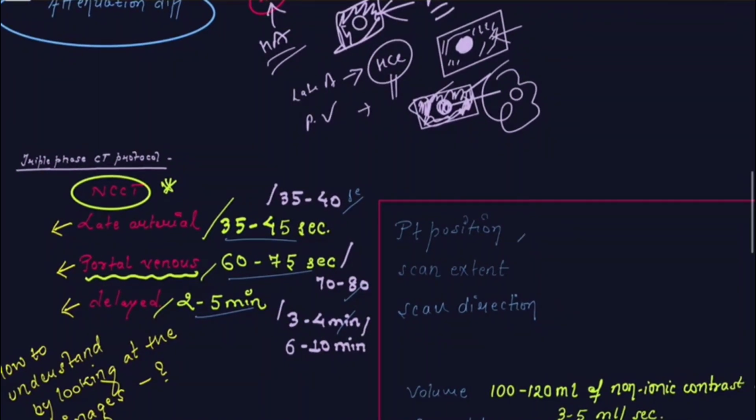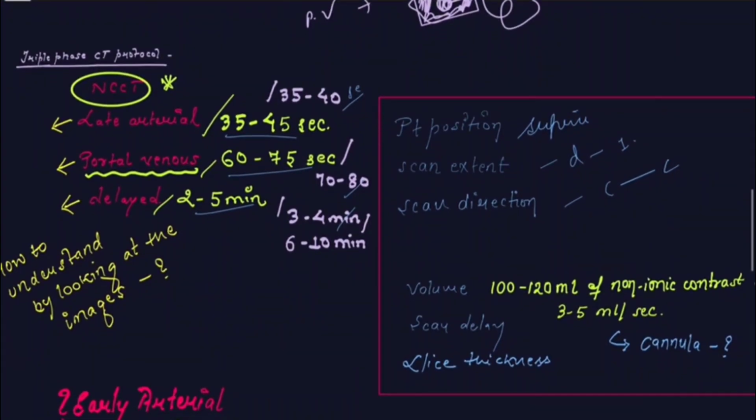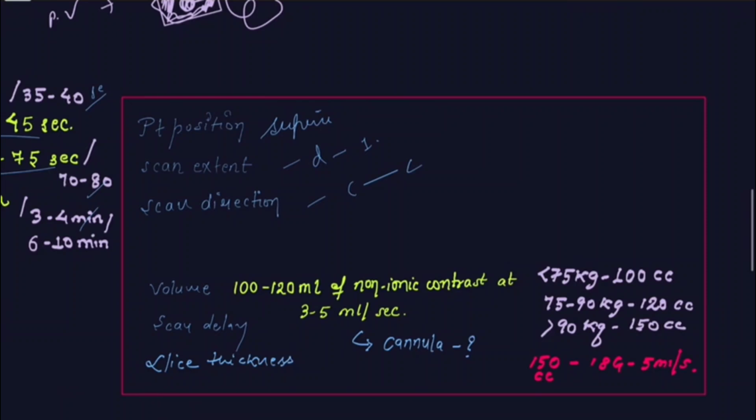The patient position is supine with the arms lying above the level of head. Scan extent is from the diaphragm to the iliac crest, and the scan direction is craniocaudal. Okay, what volume of contrast will you give to the patient? It is usually 150 cc through a 18 gauge cannula at the rate of 5 ml per second.